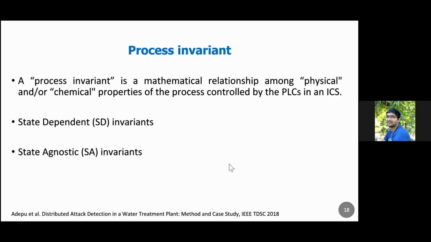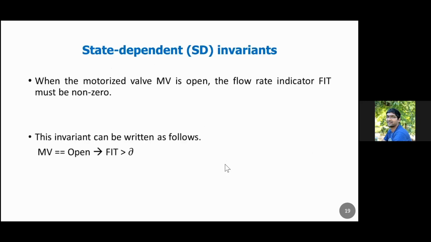So what we are doing is capturing the invariants across the system. These invariants capture the relationship across different sensors and actuators in the entire system, and we call these invariants. There are different types of invariants, like state-dependent invariants. For example, whenever the motorized valve opens in the previous figure, the flow should be there in the pipe, and the flow meter should measure the flow. If there is no flow but the motorized valve is open, that means the physics is not matching.